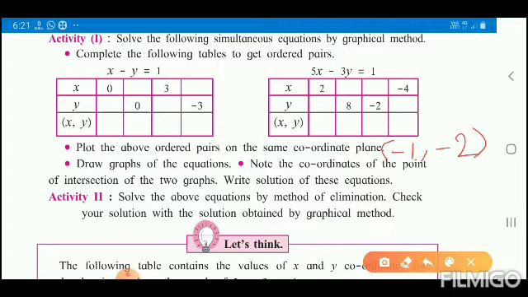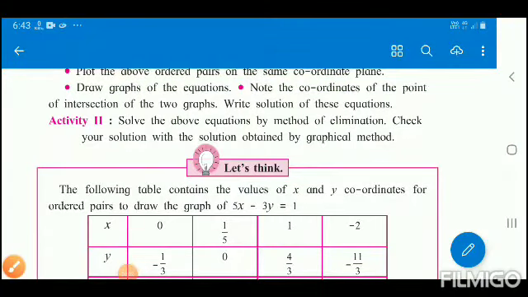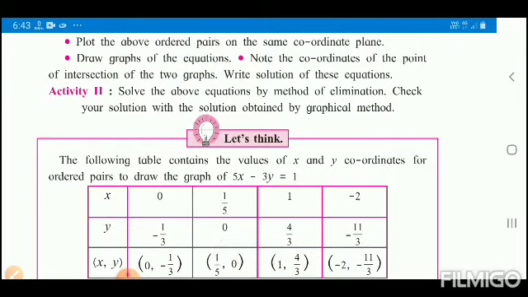Now we will see the next activity, that is activity second. Students, activity second is: solve the above equations by the method of elimination. Check your solution with the solution obtained by the graphical method. But keep in mind, this year your syllabus has been reduced. So they have reduced this elimination method. So activity second will not come in your exam.